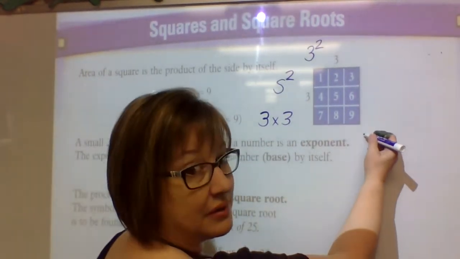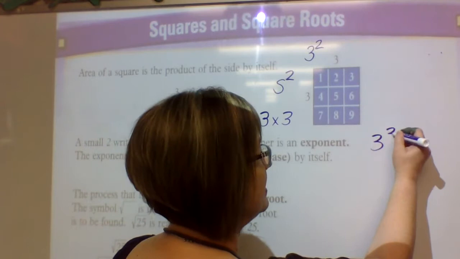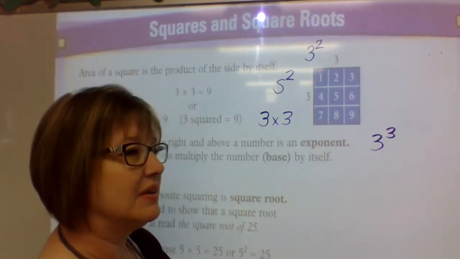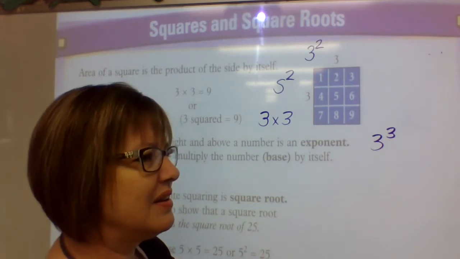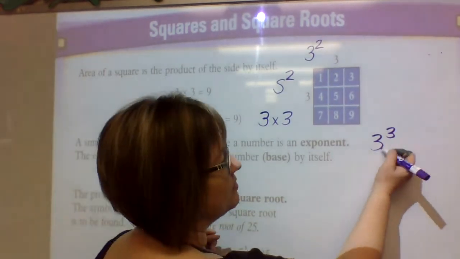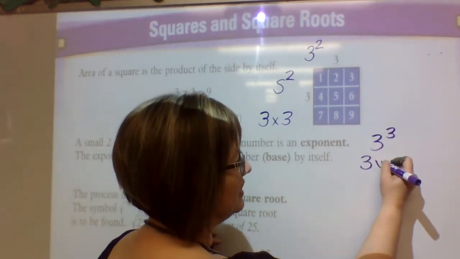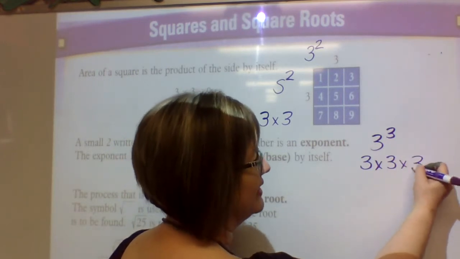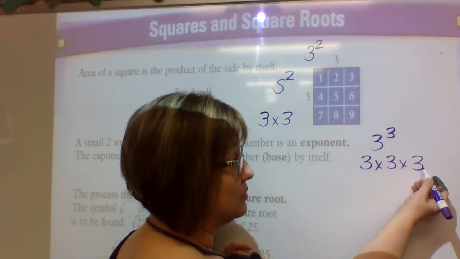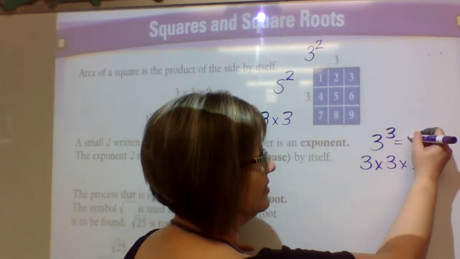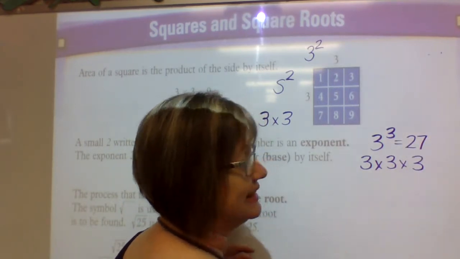If you were to do the power of 3, that's called, let's see. Is that cubed? I don't know. 3 to the power of 3 means you would do 3 times 3 times 3. Okay? 3 times 3 is 9. 9 times 3 is 27. So 3 to the power of 3 would be 27.